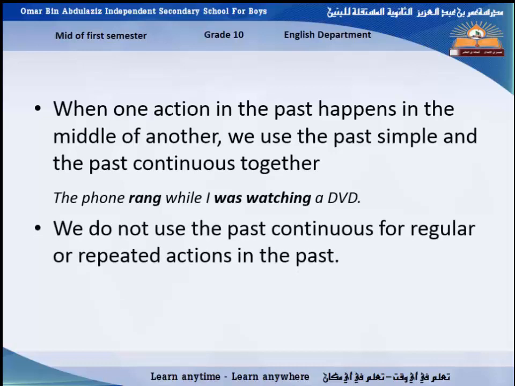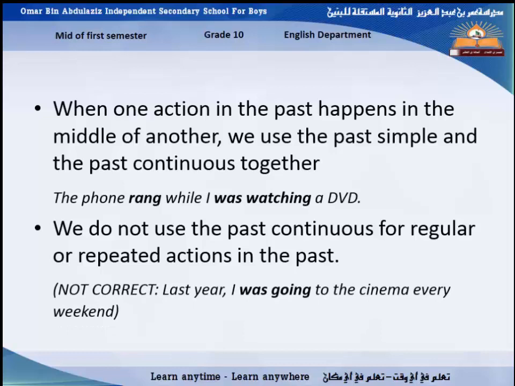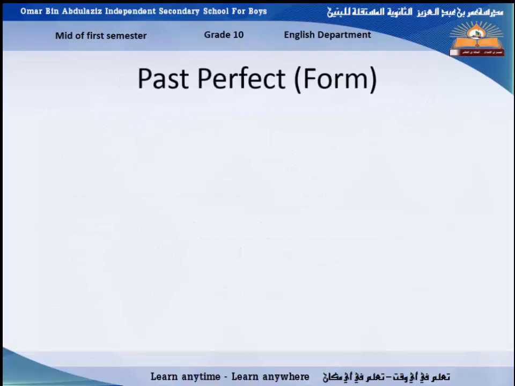We do not use the past continuous for regular or repeated actions in the past. As we said, we use the past simple. So it's not correct to say that last year I was going to the cinema every weekend. No, you have to say I used to go to the cinema every weekend.